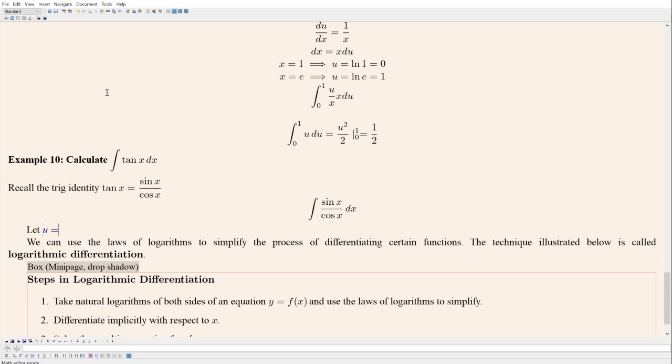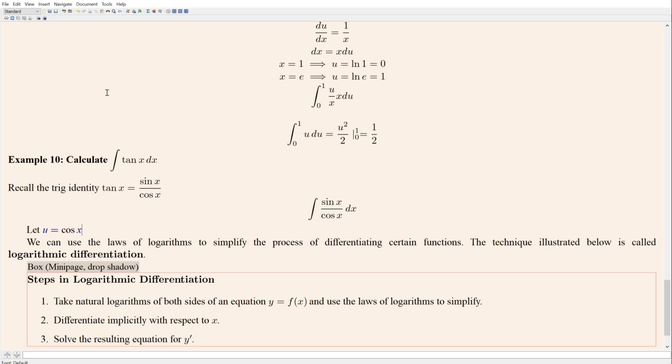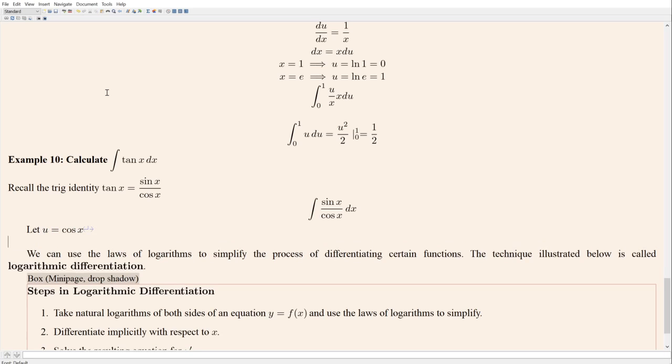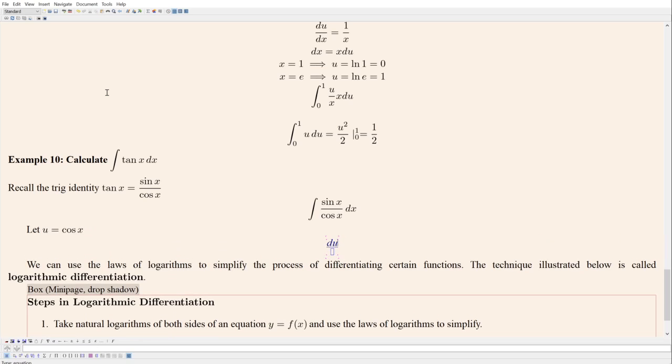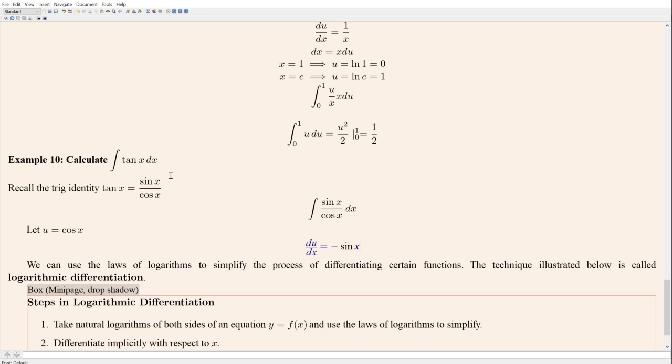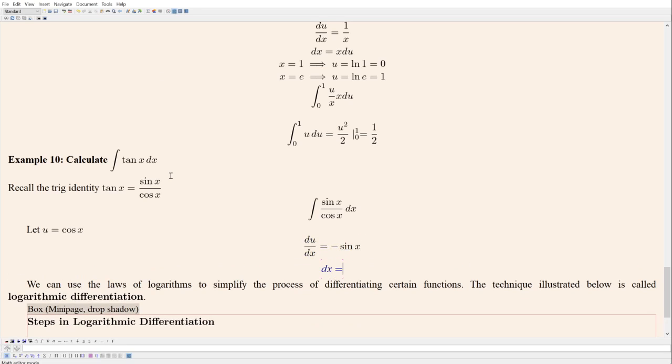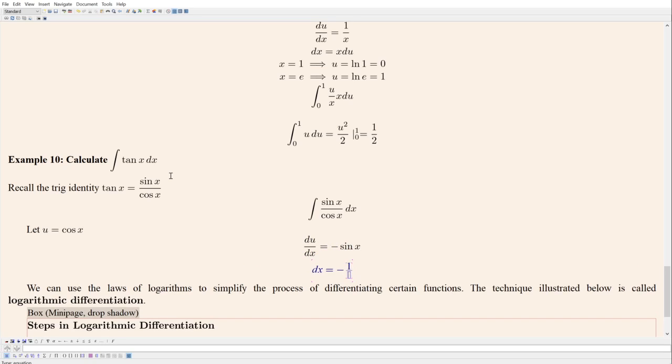So in particular, let's let u be the thing on the bottom, because having things on the bottom in an integral is a cause for consternation. So let's let u be cosine x, and then hopefully things will work out. Which of course it will, because I've done this many times before. So the derivative of cosine is minus sine. So that means dx is equal to minus 1 over sine du.